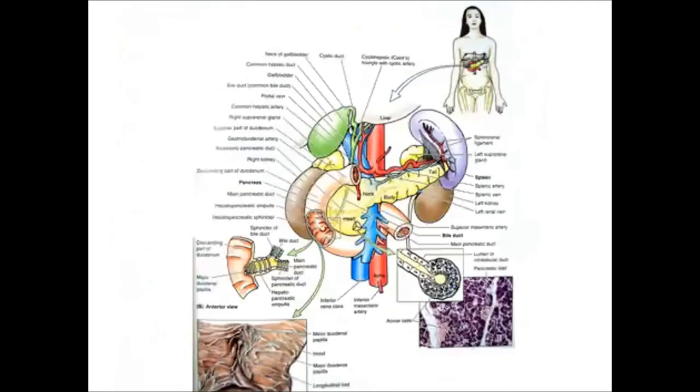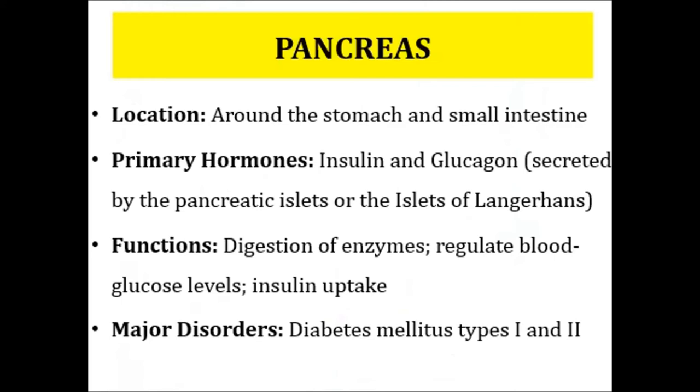And connect with many organs, the pancreas is important not only for digestion. The pancreas is located around the stomach and small intestine. Primary hormones are insulin and glucagon, secreted by the pancreatic islets of Langerhans. Functions: digestive enzymes, regulating blood glucose level and insulin uptake. Major disorders: diabetes mellitus, types one and two.